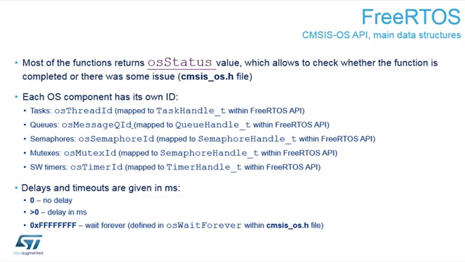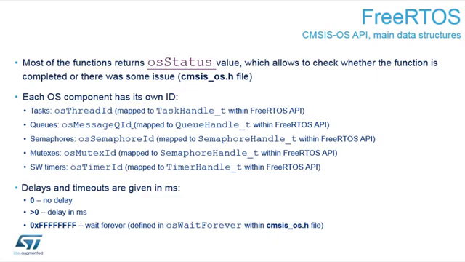Additionally, each object that you create has its own ID, and you can see the ID defined depending on the object used. You can also see that it's mapped to the original handle of the native RTOS, and I would say that it's effectively just a typecasted type. So it's very easy: if you take the OS semaphore ID, you simply pass it to the native function after typecasting.